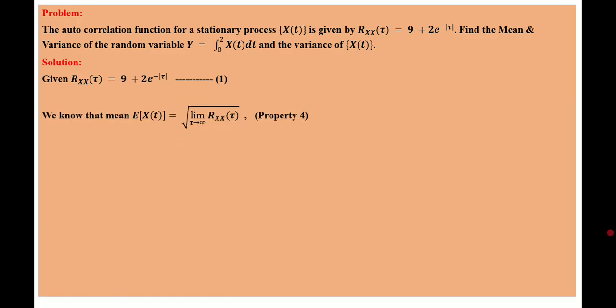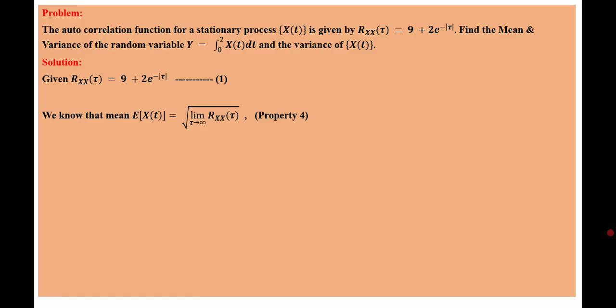Next problem. The autocorrelation function for a stationary process x of t is given by Rx of tau is equal to 9 plus 2 e power minus lambda tau. Find the mean and variance of the random variable y, which is equal to integral 0 to 2 x of t dt, and the variance of x of t. Given R of tau is equal to 9 plus 2 e power minus modulus tau. That is equation number 1.